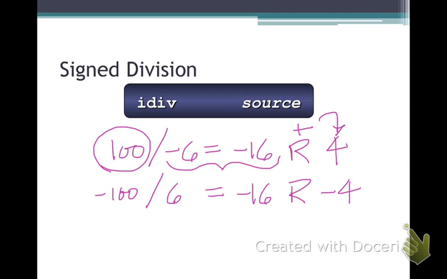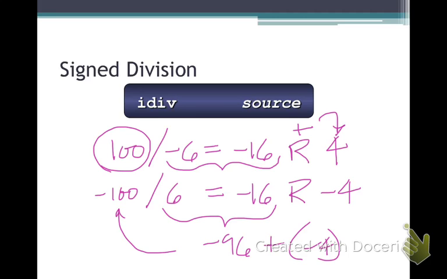96 plus 4 is positive 100. 6 times -16 is -96, plus -4 gives me my dividend. Okay? Bottom line, you'll notice in both of these examples, the sign of the remainder will always match the sign of the dividend. So just in case you can't remember, that's the way we'll do it.